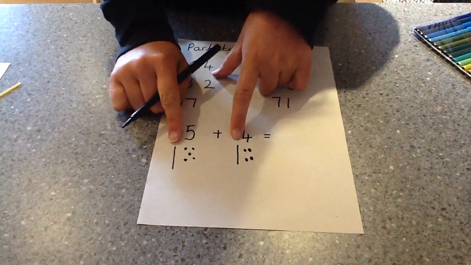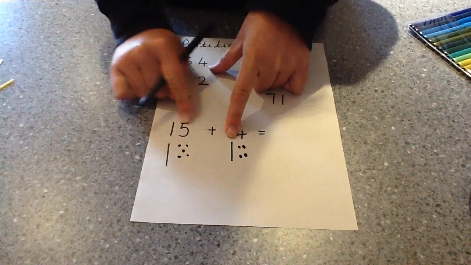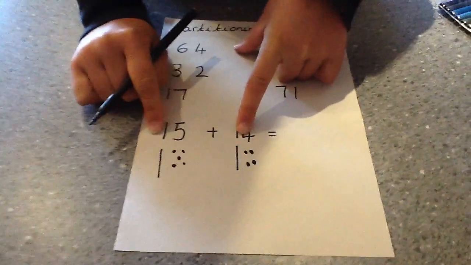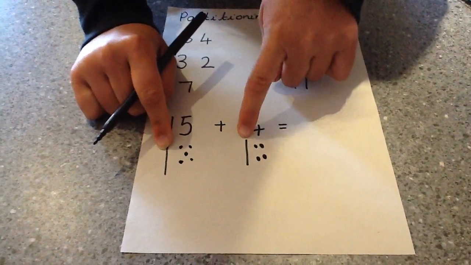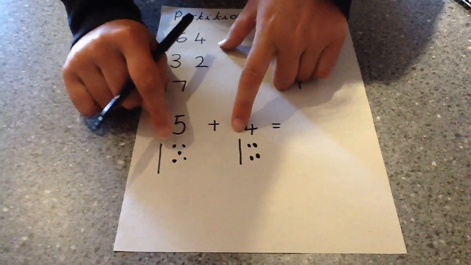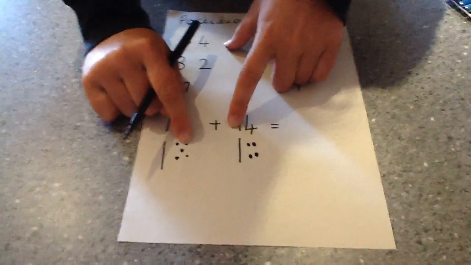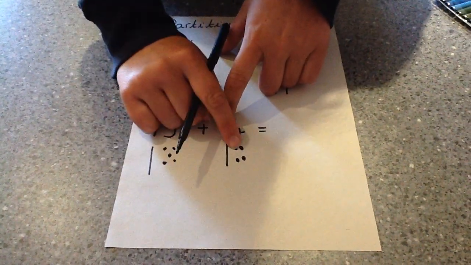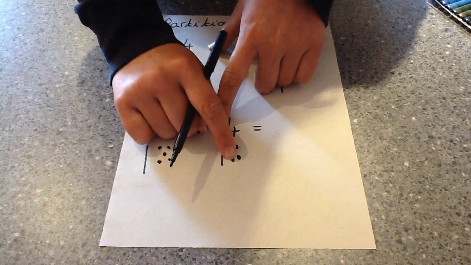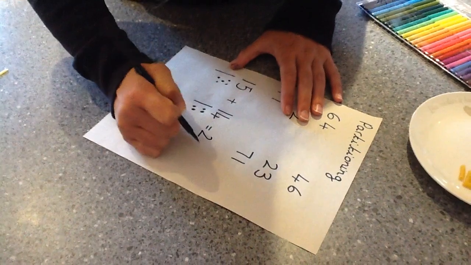And I'm always going to start with the tens because that's the biggest number. And when I'm adding and taking away, I always start from the biggest number. So I've got my 10 and my 10. So 10 and 10 make 20. Well done. 21, 22, 23, 24, 25, 26, 27, 28, 29. And there's my answer, 29.